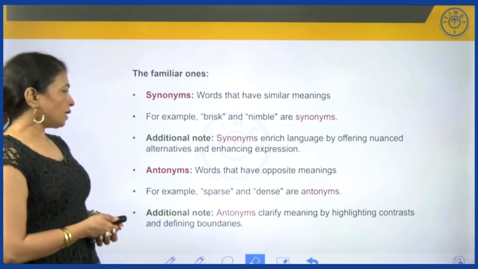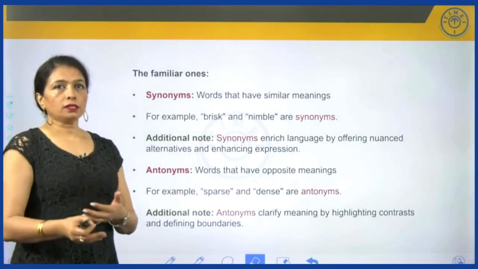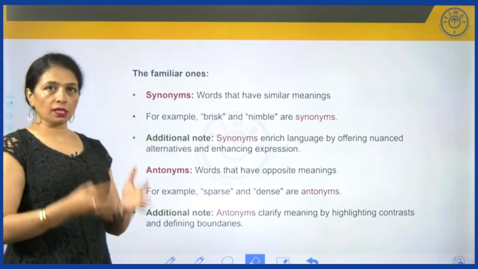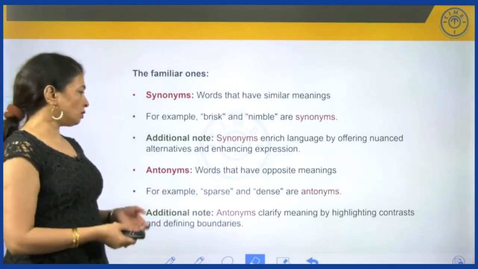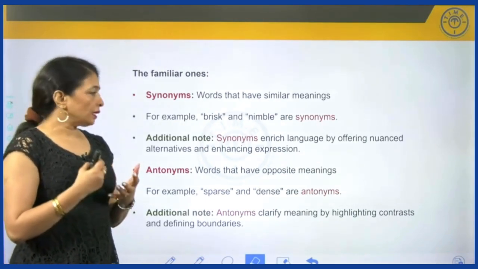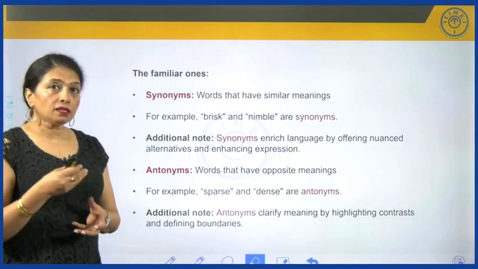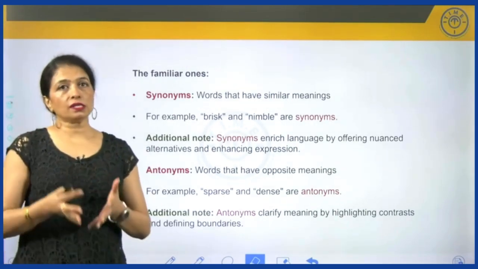Okay. What comes up next are antonyms, words that have opposite meanings, and here is an example. Sparse and dense are antonyms. So, sparse is something which is thin and dense is something which is thick, and both of them are opposites of each other. What do antonyms do and why do we need them? Well, they clarify meaning by highlighting the contrast or the opposites, and they define boundaries in the process.